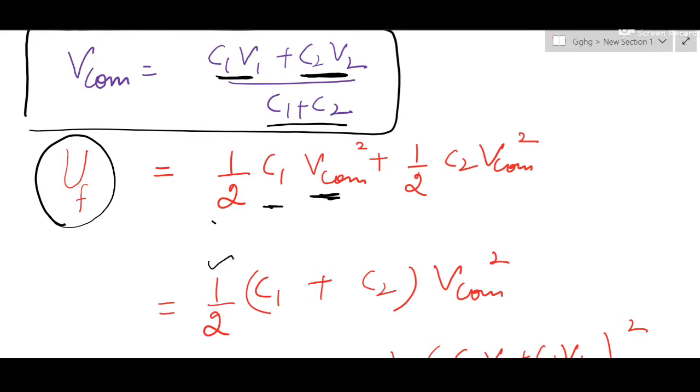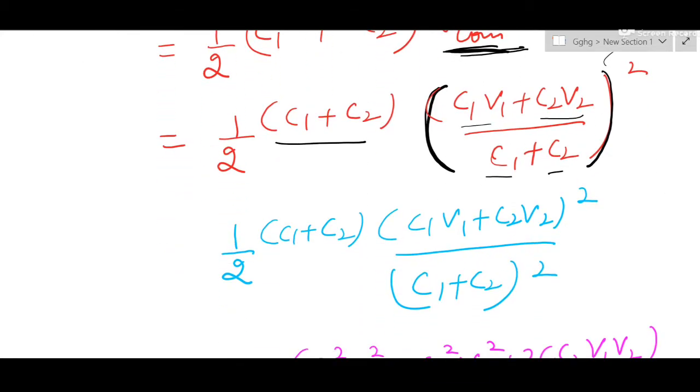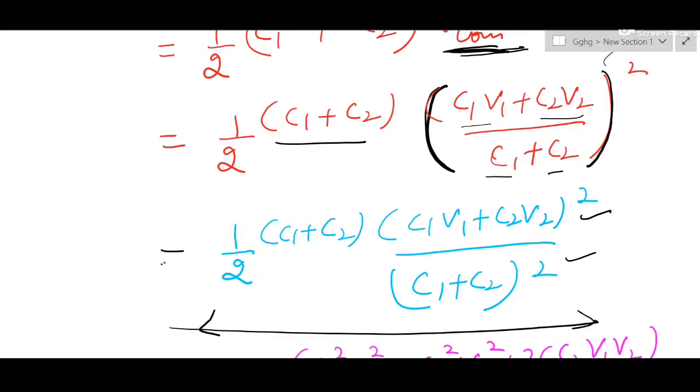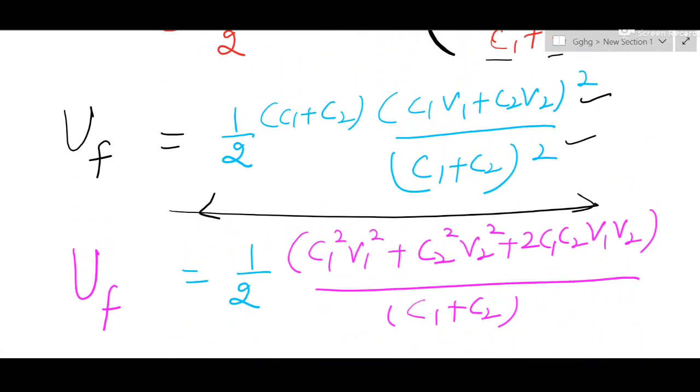Now I have taken half and V common square common, so what is left is C1 and C2. Now we are substituting the value of the common potential. The common potential formula is C1 V1 plus C2 V2 divided by C1 plus C2, and it's whole square, V common square, and this is as it is. Now I am giving square to both the upper and lower terms. This is my U final. You can see one power is cancelled by the second power, so only one power is left here. Now in the numerator I have opened the square: a square plus b square plus 2ab.